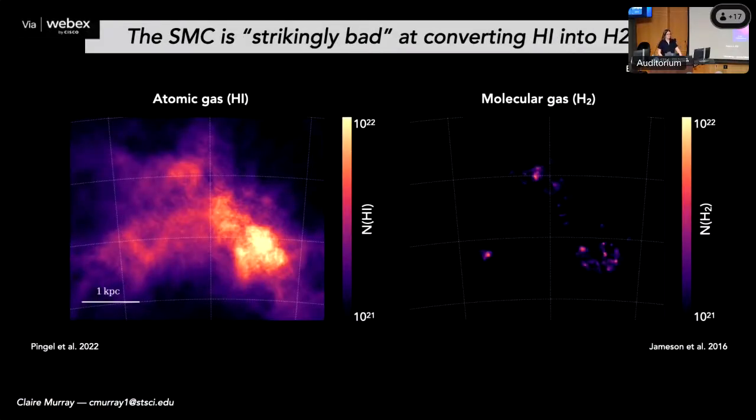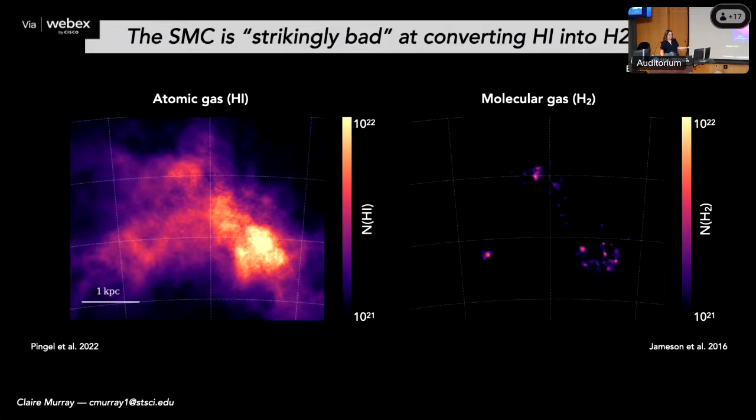But when you look at it as sort of a baryonic ecosystem, we start running into some interesting puzzles. The first that caught my eye was that the SMC is, quote, strikingly bad at converting its massive reservoir of atomic gas into dense, cold star-forming clouds. So these are maps of, on the left, atomic gas column density from HI, and then on the right, molecular gas column density inferred from CO emission observations.